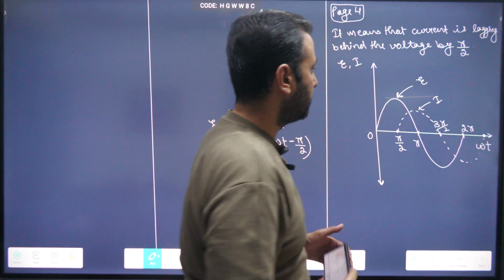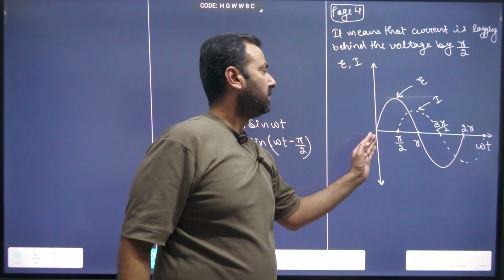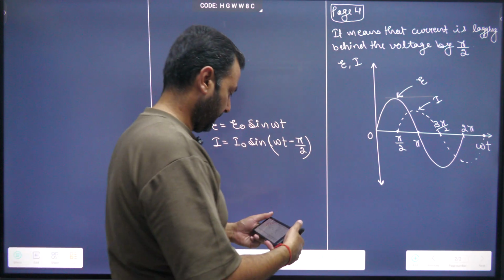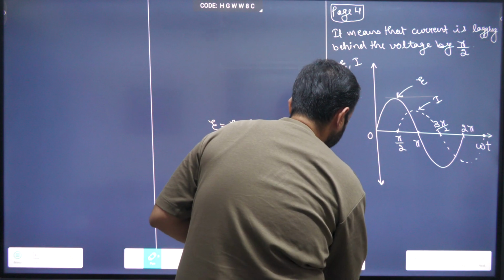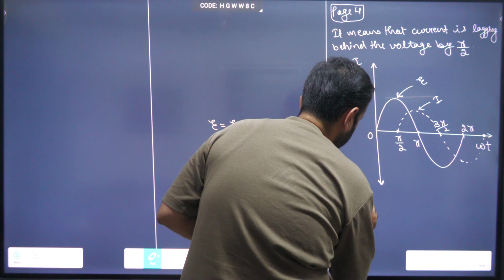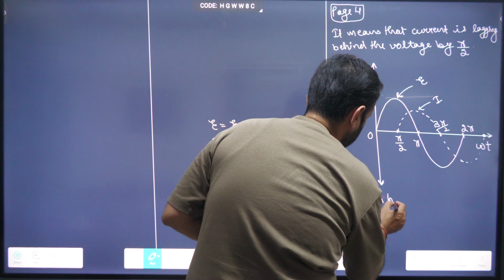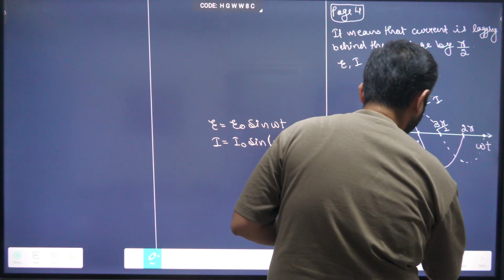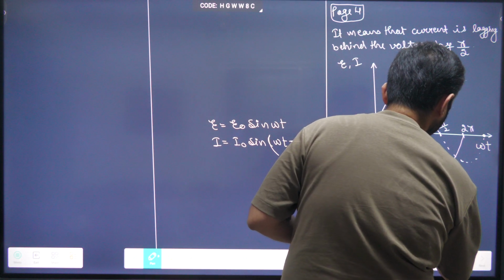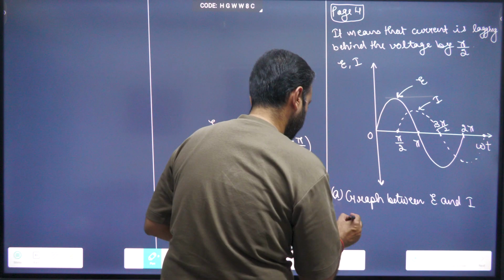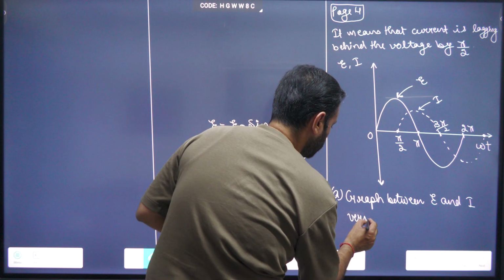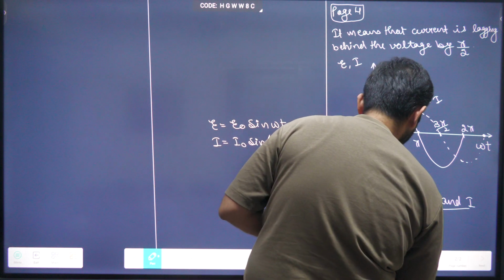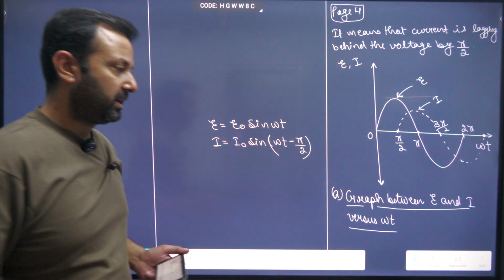It means that current is late by pi by 2. So this is the graph between E and I versus omega t.